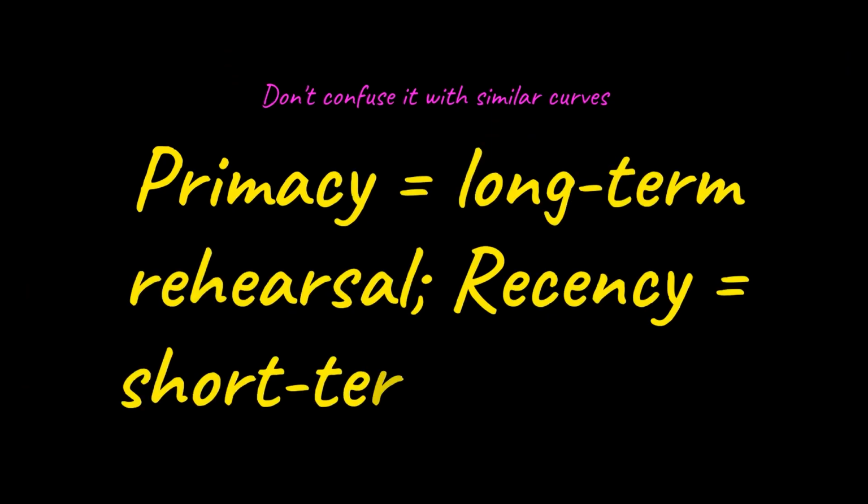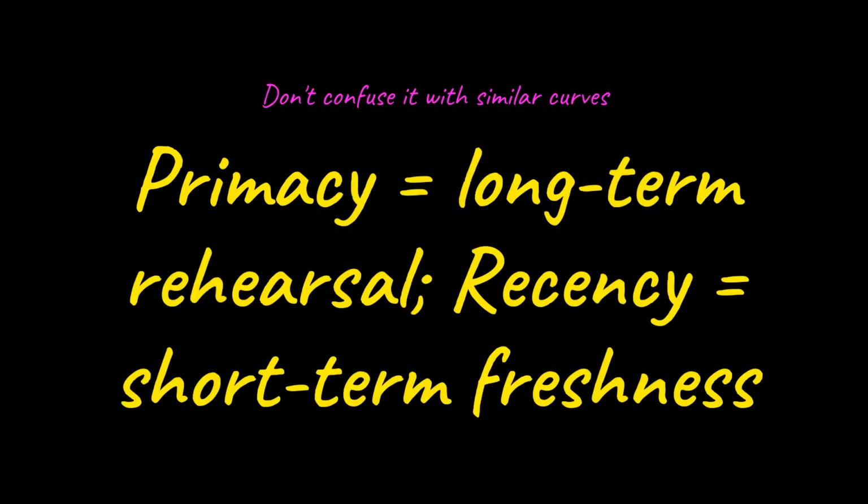Remember, the serial position curve is specifically about position effects within a single studied list. It is not the Ebbinghaus forgetting curve, not the reminiscence bump. The signal words are free recall, list position, primacy, recency, and Murdock.